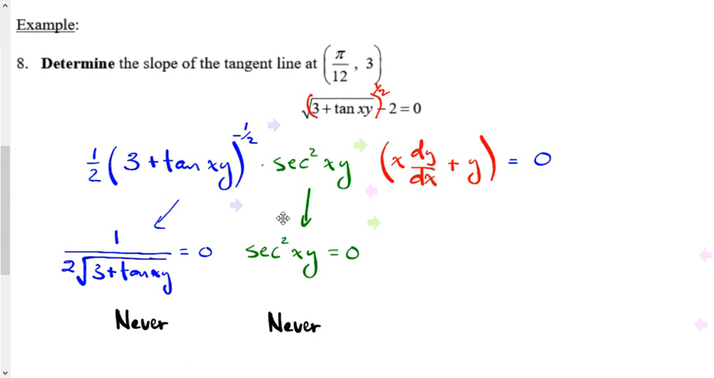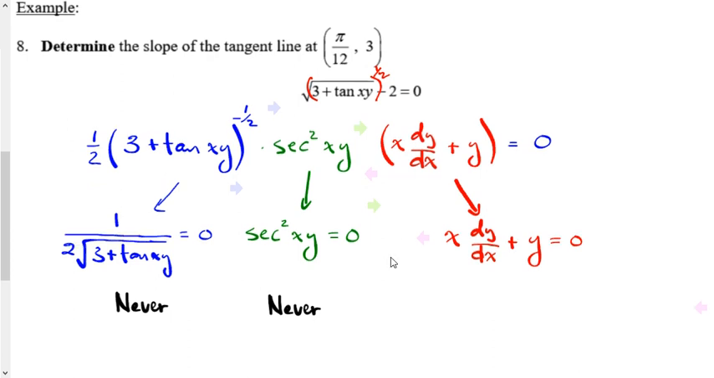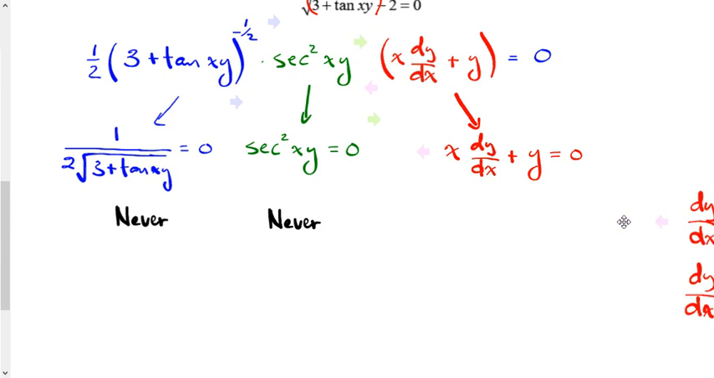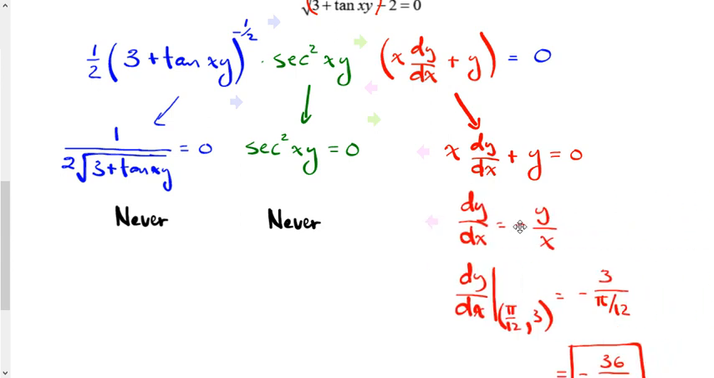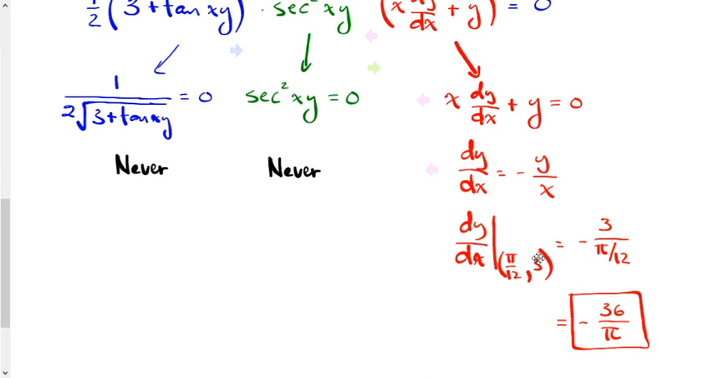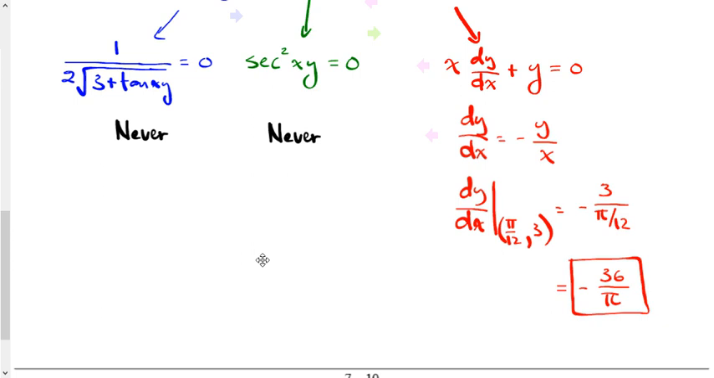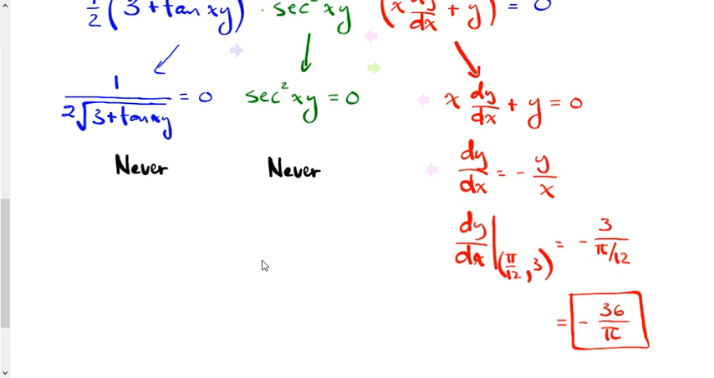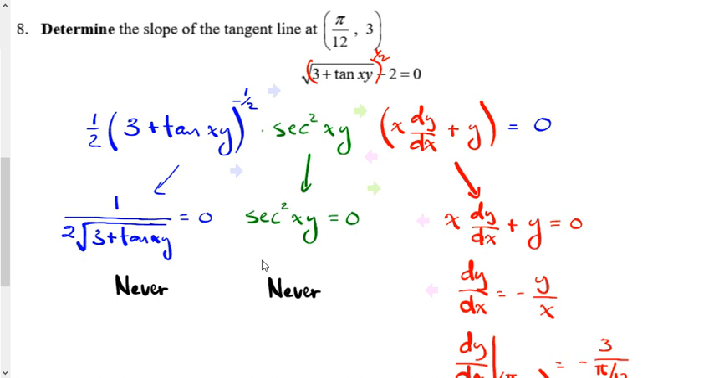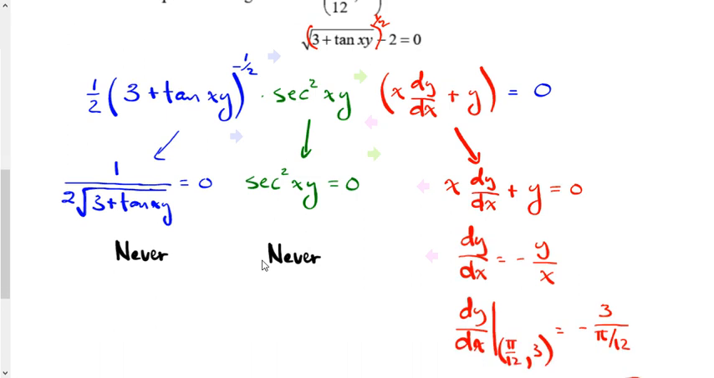All we really need to consider is this red section. When is x times dy dx plus y equal to 0? And that's not a difficult equation to solve. Rearrange it, and we get dy dx is negative y over x. And we can plug in our xy ordered pair given in the question, when x is pi by 12 and y is 3, and simplify. There we go. There is the exact value for the slope of the tangent line for this relation at the point where x is pi by 12 and y is 3.